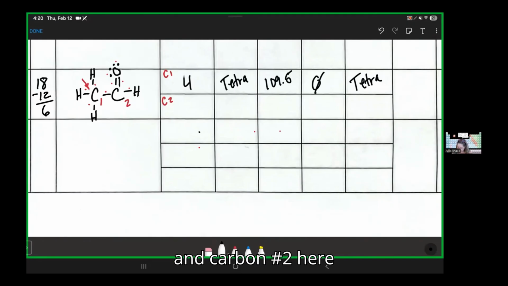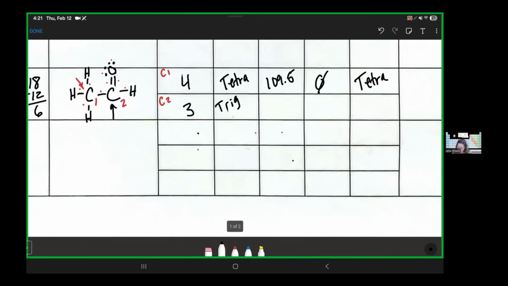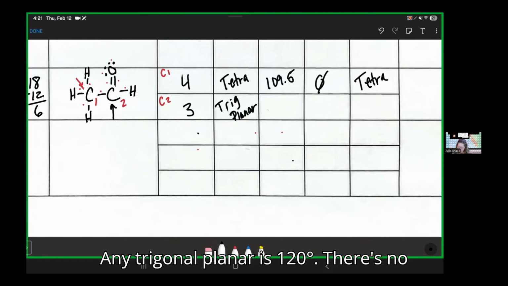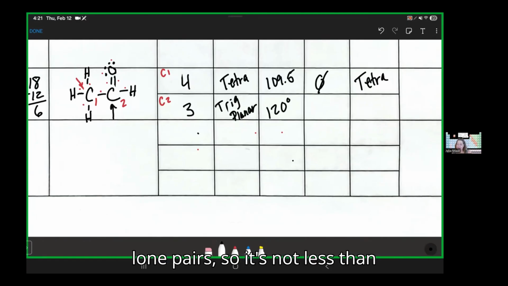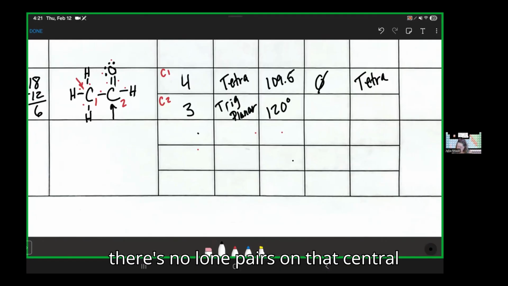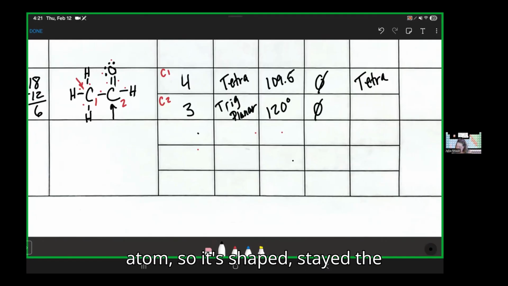Okay. Carbon number 2 here has 3 groups around him. Okay, 3 groups is trigonal planar. Okay, trigonal planar is 120 degrees. There's no lone pairs, so it's not less than. There's no lone pairs on that central atom, so his shape stayed the same.